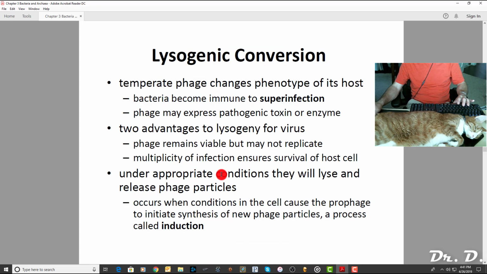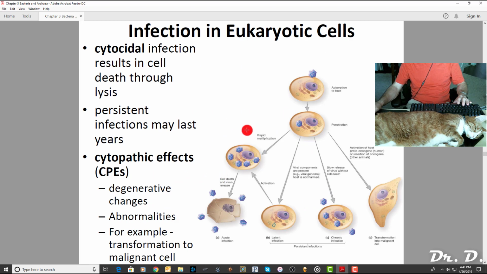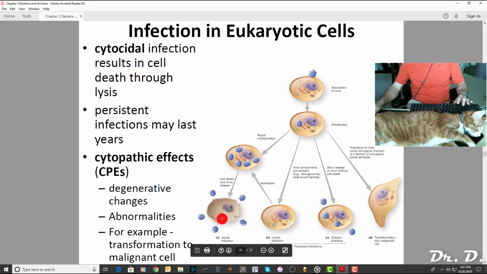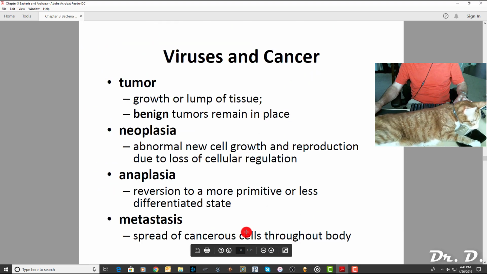What else? Remember, in eukaryotic cells, viral infection can result in cancers. It can result in chronic infection, latent infection, acute infections as well.